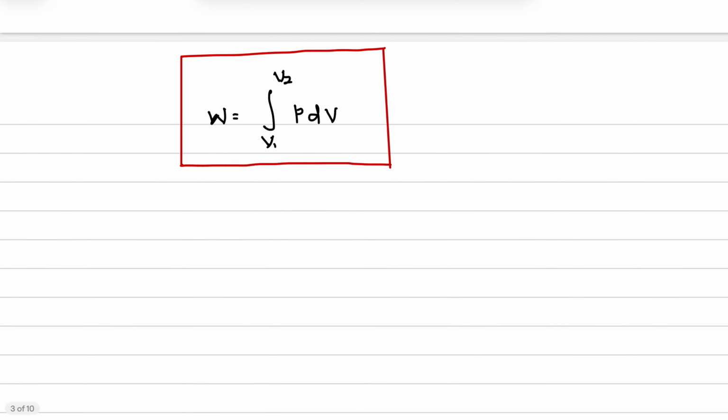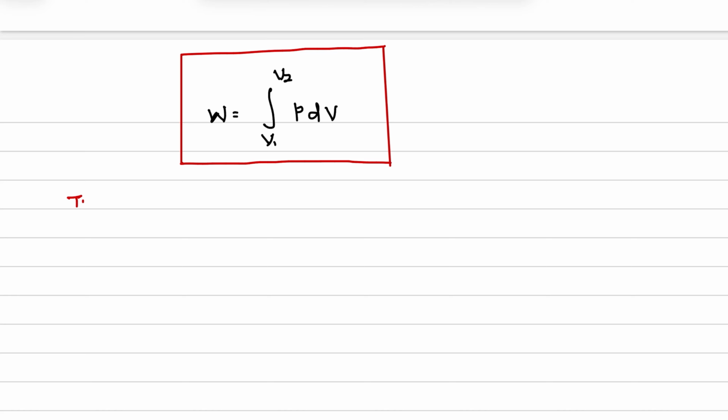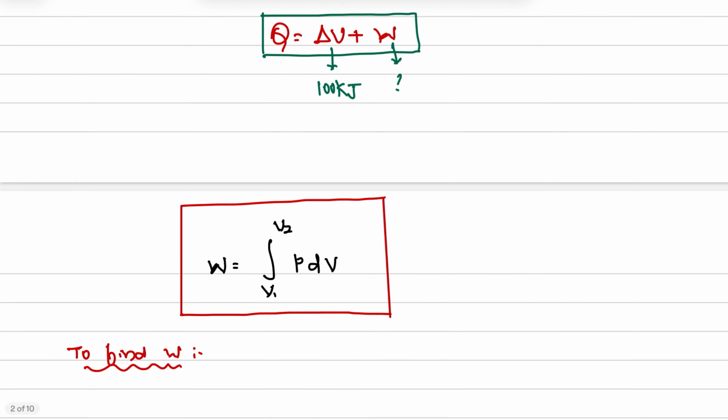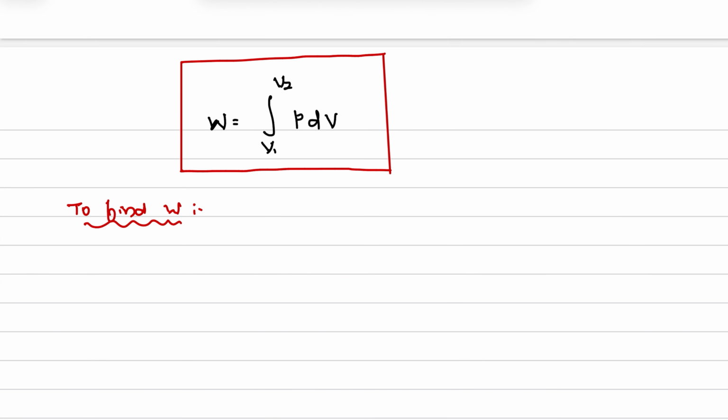Now, to reach our goal, the first goal is to find W, the work done. How to find it? Here, because we require P1 and P2, V1 and V2 we have. But pressure varies, as it's a process, P is equal to A plus bV².